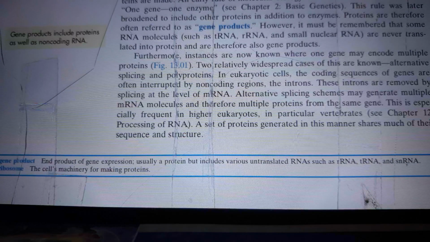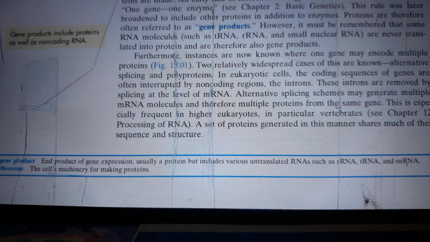The correspondence between genes and mRNA dictates the way in which proteins are made. An early rule of molecular biology was Beadle and Tatum's dictum, one gene, one enzyme, as seen in chapter 2, basic genetics. This rule was later broadened to include other proteins in addition to enzymes. Proteins are therefore referred to as gene products.